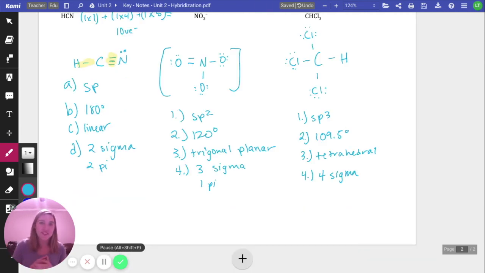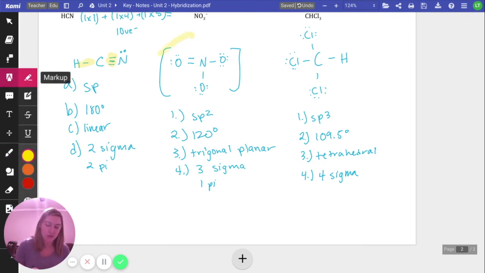Okay, so right there is my Lewis structure for NO3. Since my N has 3 things bonded to it, it is sp2 hybridization. 3 groups around my central atom means a 120 degree bond angle. And then I have a trigonal planar geometry. I'm going to have 3 sigma bonds because I have those 3 bonds, and then 1 pi since one of them is a double bond.